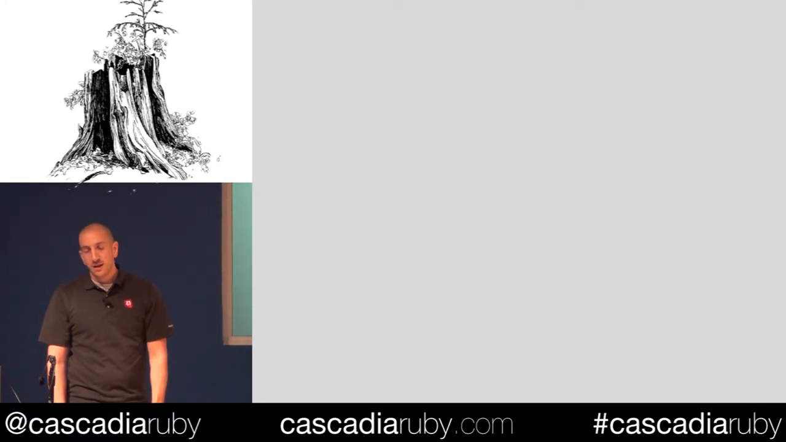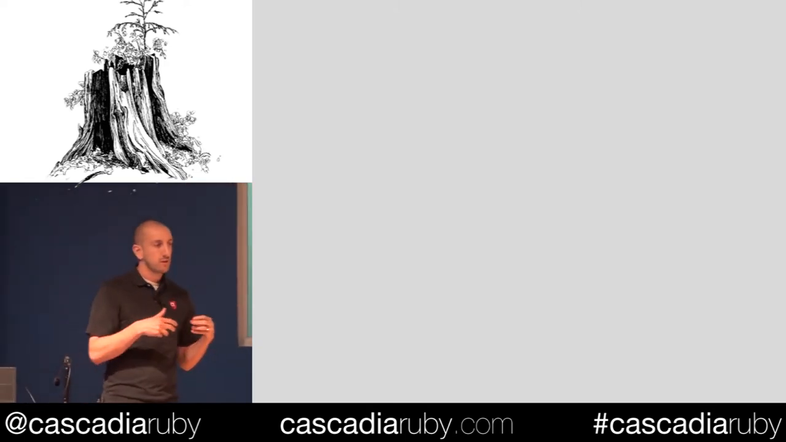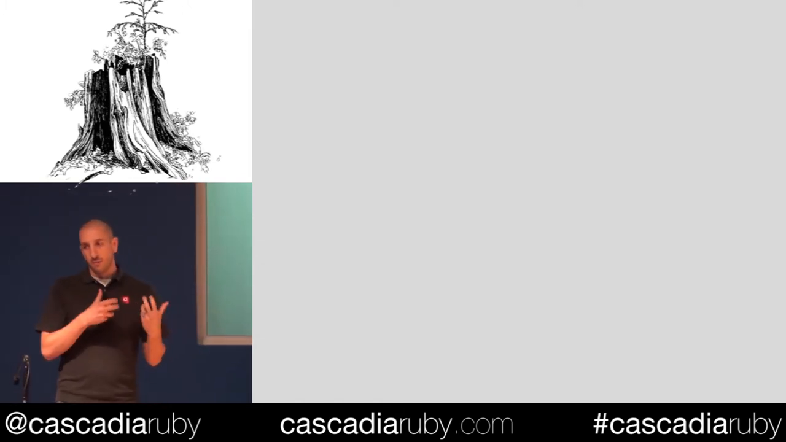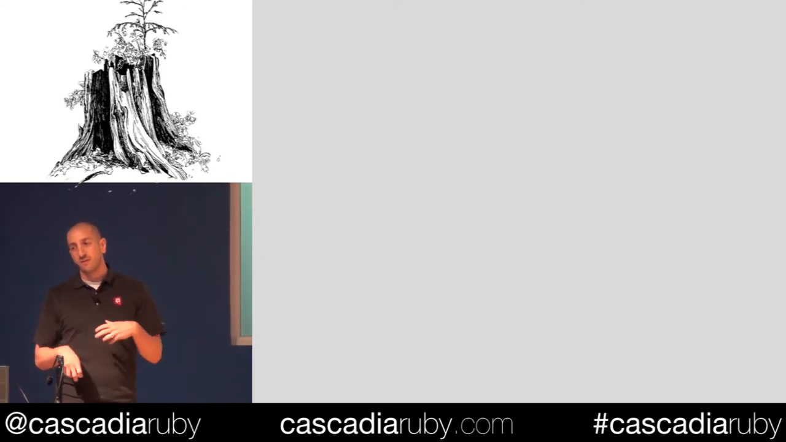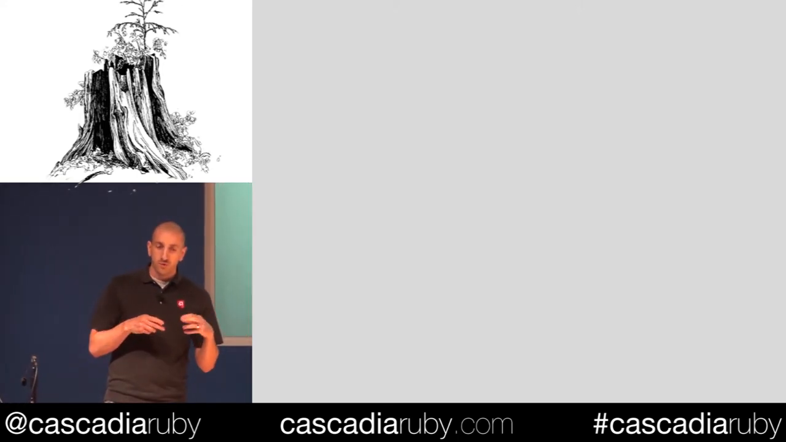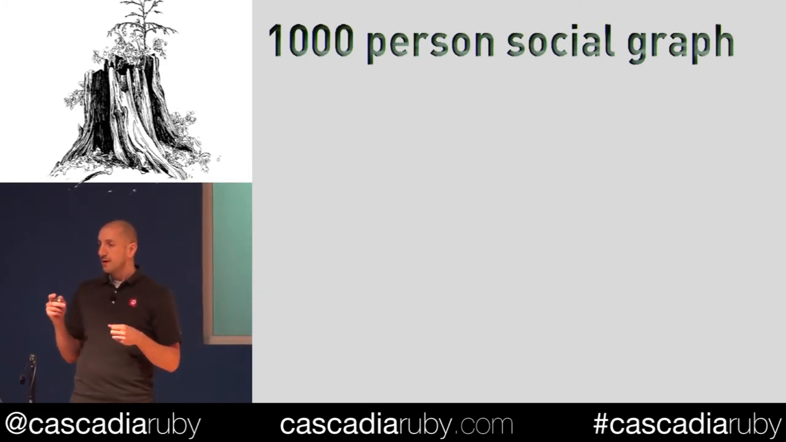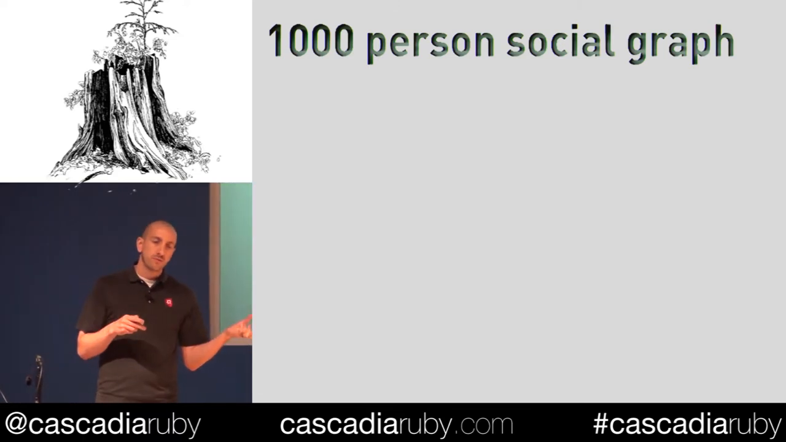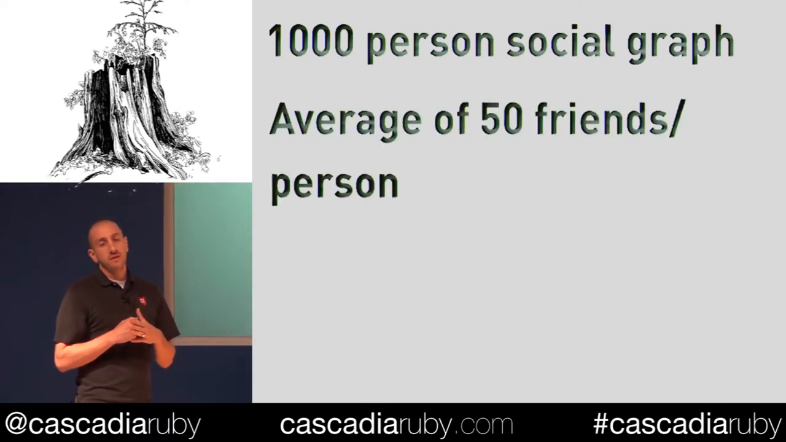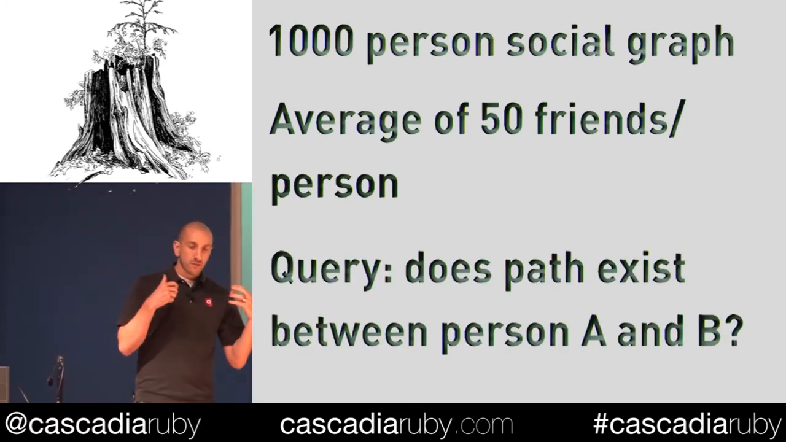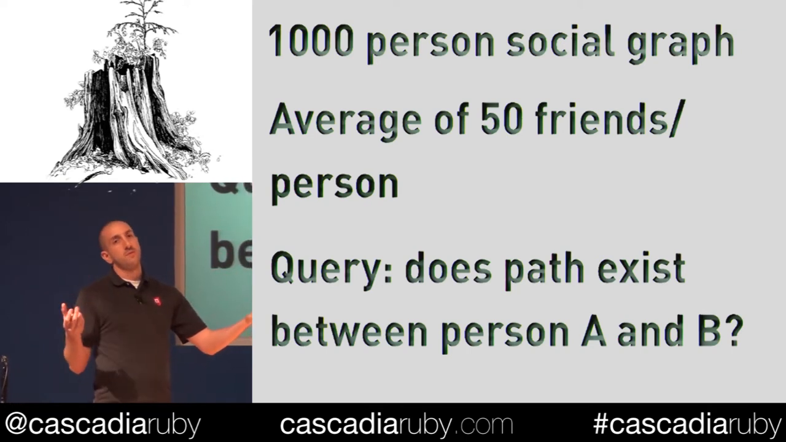So that's pretty exciting. Now, when Neo4j was created, it wasn't created as an academic exercise. It was created out of necessity. These guys in Sweden had a relational database, and they were trying to solve a problem. What they decided to do was create a sample social graph to track their progress as they were building it, right? Basically, it was going to be a 1,000-person social graph with an average of 50 friends per person. And the query was going to be, does a path exist between person A and person B, right?